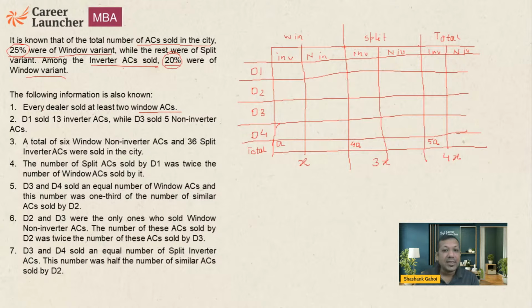So it means this plus this should be greater or equal than 2 for everyone. For D1, for D2, for D3, for D4, the sum of these two values should be greater or equal than 2. This is what it is saying.